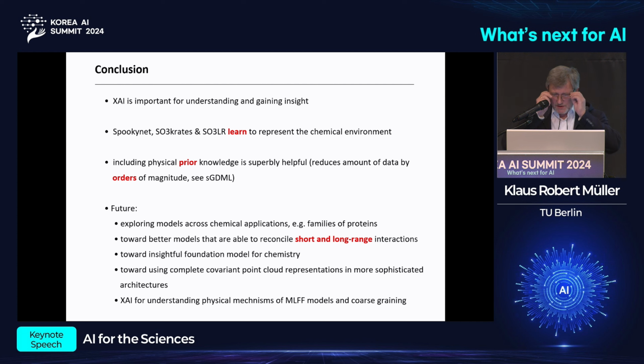So let me conclude. So XAI is important for understanding, gaining insights. It's in the historical case, and also for the molecular applications that we were talking about, it was important to double check whether this is really doing physics. Then these architectures that are introduced, they learn to represent a chemical environment, similarly to learning to represent language, as in large language models. Using physical priors is super important, and we are allowed to reduce the number of data by orders of magnitude. And there's a lot of open questions, and I thank you very much for your attention.